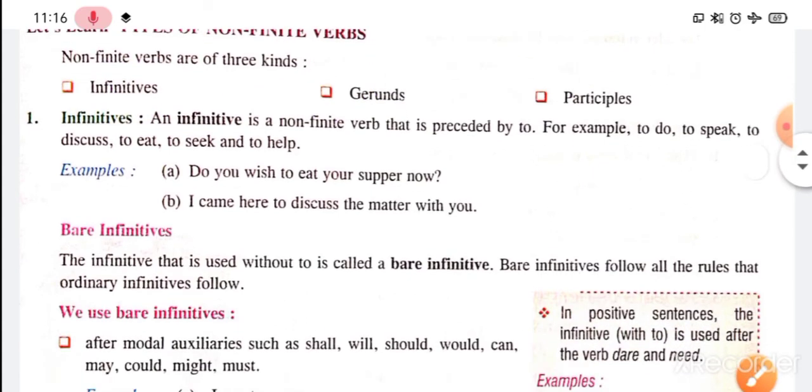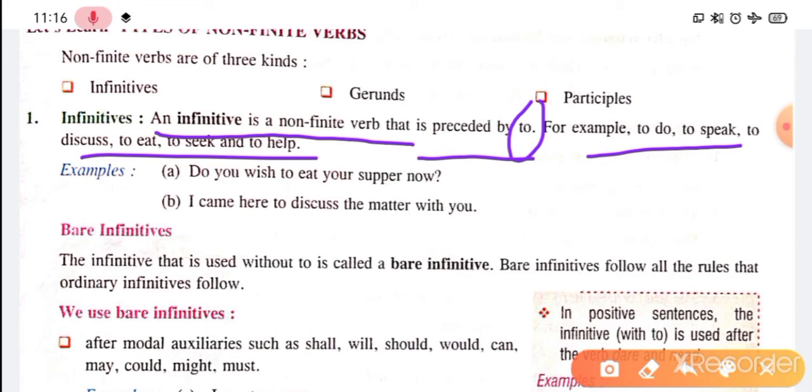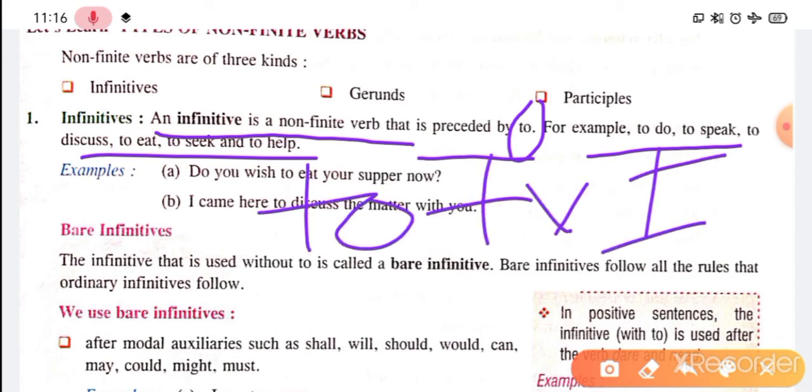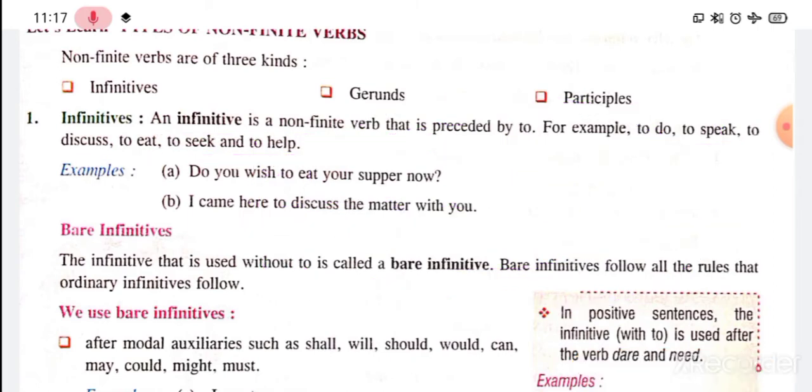Infinitives. What are infinitives? If you remember, yesterday we had a small talk on this. An infinitive is a non-finite verb that is preceded by to. Examples: to do, to speak, to discuss. The simple funda it is, guys: to plus V1. Whenever we have this formation in a sentence, it will be called an infinitive. Right? Let's see the examples.